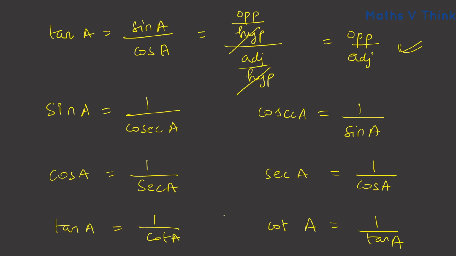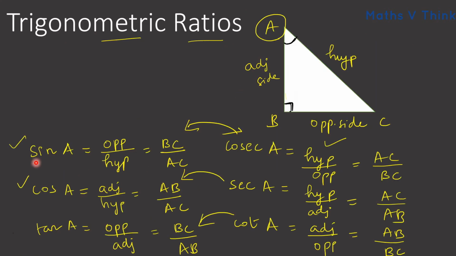So I hope you understood all the trigonometric ratios properly. Again, I'll repeat those steps. Always remember the order of the trigonometric functions, that is sine, cos, tan, cosec, secant and cot. Just remember the formula of sine and cos. Sine is always opposite by hypotenuse and cos is always adjacent by hypotenuse. When you know these two things, tan will be automatically opposite by adjacent because it is sine by cos.